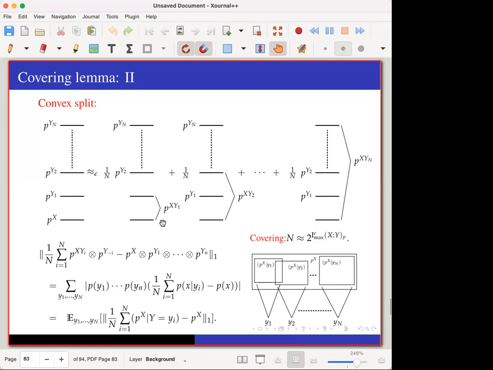In the first diagram, I have correlated X with Y1, and this diagram comes with weight 1 over n. The rest continue to be independent. In the second diagram, I correlate X to Y2, the rest are independent. In the last diagram, I correlate X to Yn, the rest are all independent. All these diagrams come with weight 1 by n. Once you average these diagrams, you get something epsilon close to the left. This is basically what the convex split guarantees.